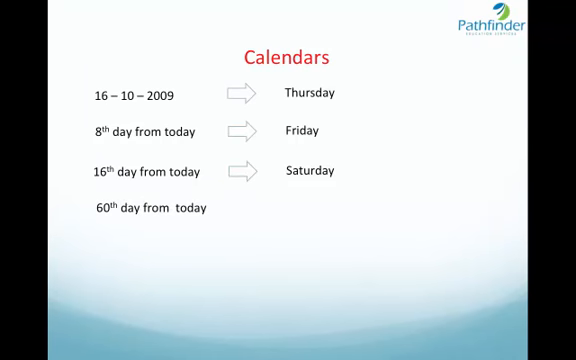Similarly, what about the 60th day? Again I divide 60 by 7. I will get 4 as the remainder. And in this case, 4 will be added to my reference day. So I'll count 4 days after my reference day, that is Thursday. So Friday, Saturday, Sunday and Monday will be the 60th day from today.